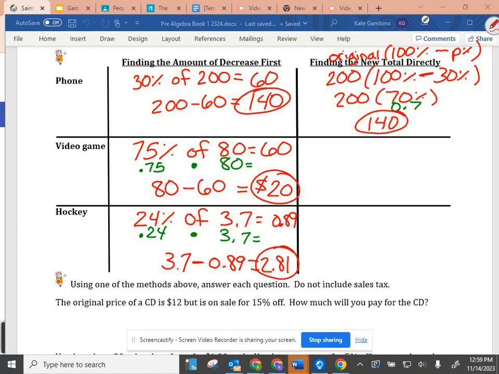Let's look at the video game. What is my original price of the video game, Henry? $80. I'm going to multiply that by 100% minus how much? 75%. So then I have 80 times 100 minus 75 is 25%. 25% is 0.25. So 80 times 0.25 gives me what? Claire? $20.